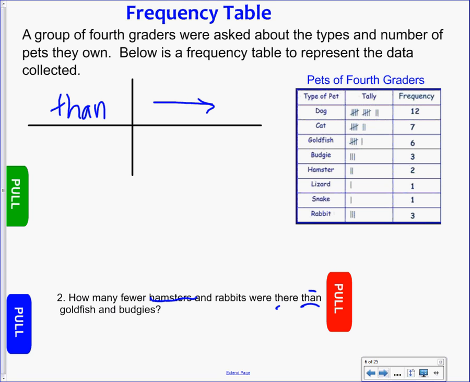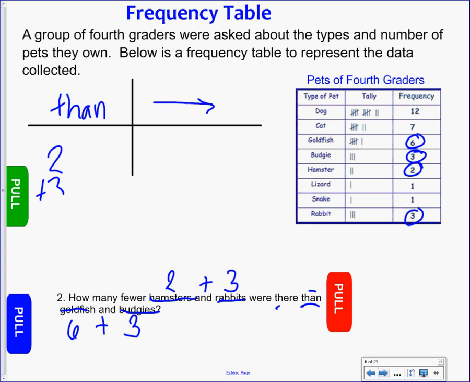Hamsters, there were 2 of them, and "and" tells us to add. Rabbits, there were 3. "Than" tells us to subtract, and then goldfish was 6 and "and" tells us to add. Budgies is 3. So we've plugged in. Now we're actually going to do our math.